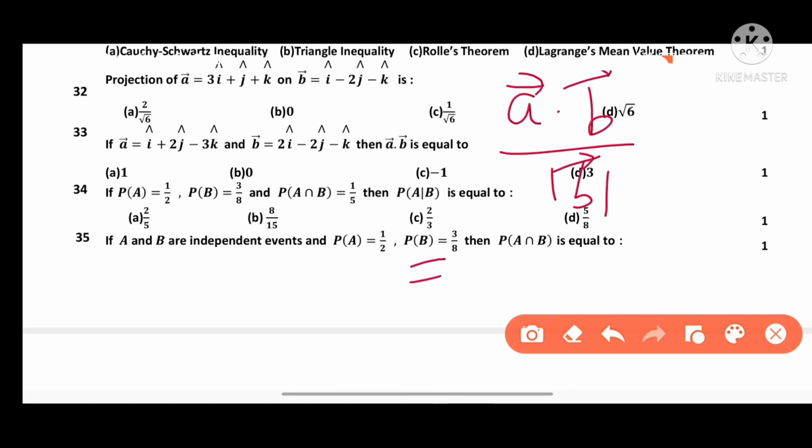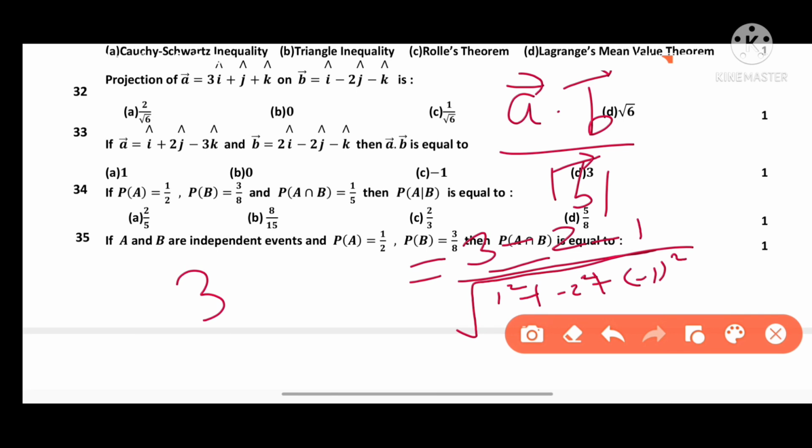Now, by taking dot product of A and B, by multiplying corresponding components of i, j and k, 3 minus 2 and minus 1 divided by magnitude of B, that is under root of 1 square plus minus 2 square plus minus 1 square. 3 minus 3, that is 0 by under root 6, that is 0. So, B is correct option.